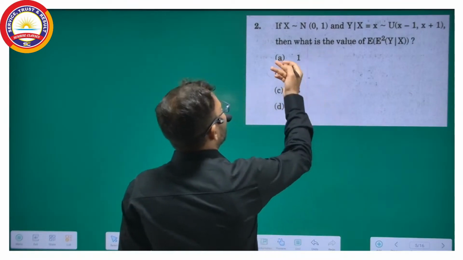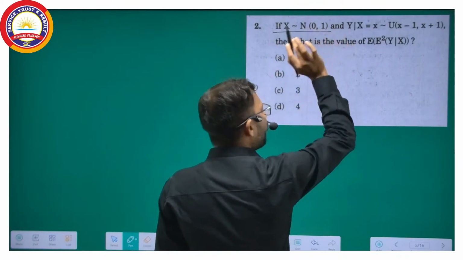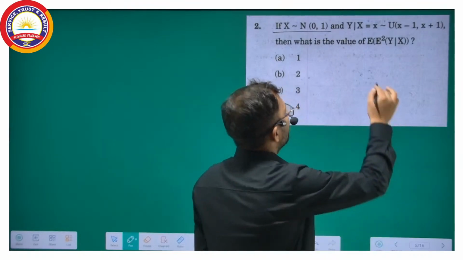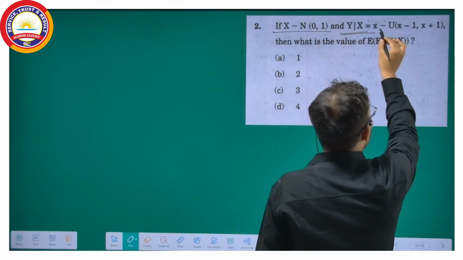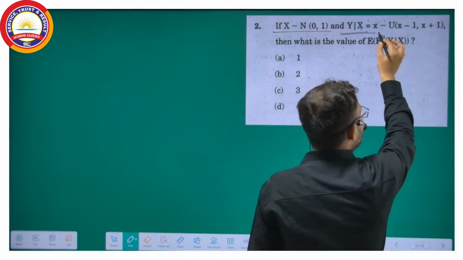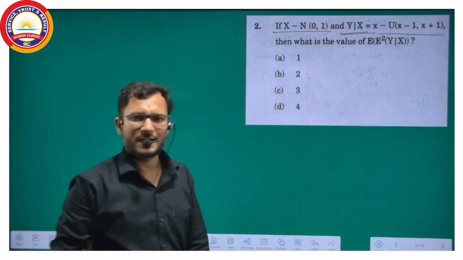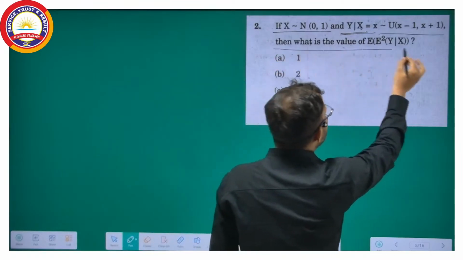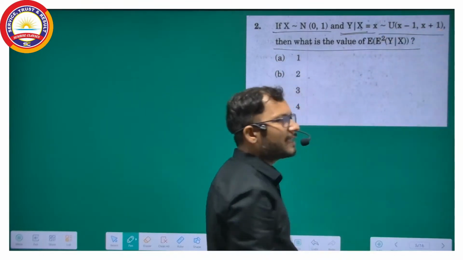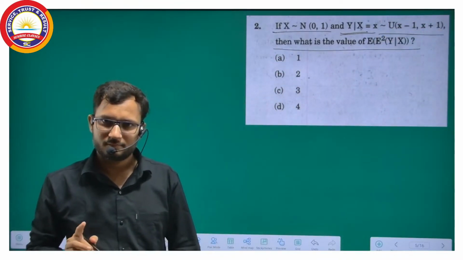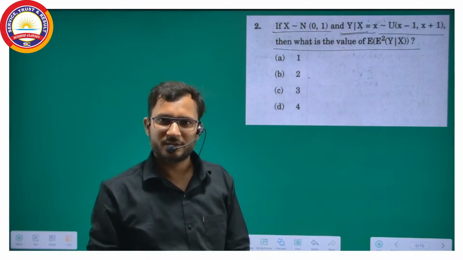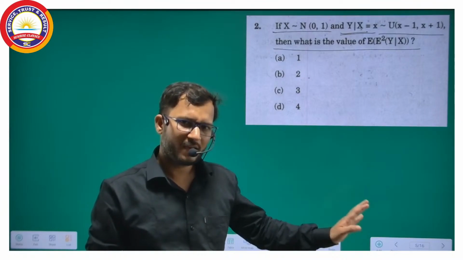Let me check here. It says if x follows normal 0, 1. Yes, is it a very good thing? Okay, and y given x equal to x follows uniform x minus 1 to x plus 1. Getting my point? Now, what is the value of expectation of y given x square? And these are the things where you may have made mistakes.